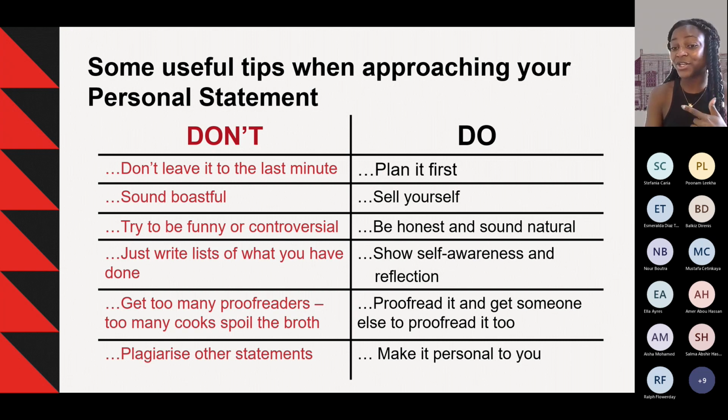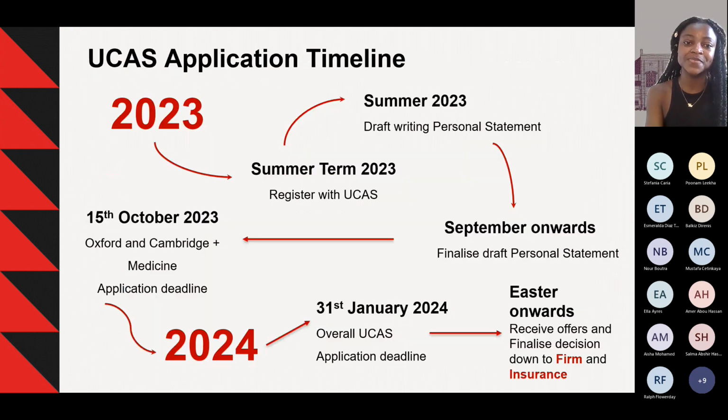Okay, so remember to plan your personal statement, sell yourself as a strong applicant, be honest, sound natural, don't try to be too controversial, and be self-aware and reflective in the things you talk about in your personal statement. Get it proofread and make it personal to you. You need to stand out. Don't be too generic in your personal statement.